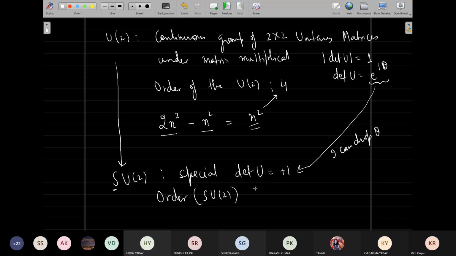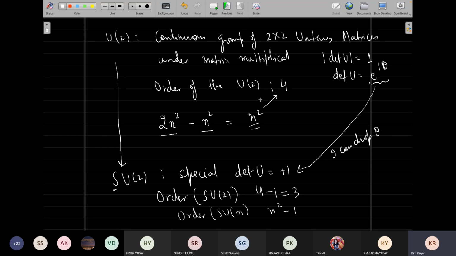This will be 4 minus 1, equal to 3. In general, for any order, which we will write down as SU(n), it is equivalent to saying n square minus 1. So we are extending our knowledge of the O(n) group and SO(n) group to now complex spaces and come up with the idea of U(2) and SU(2), and of course we will further do this to do the U(n) and SU(n) groups.